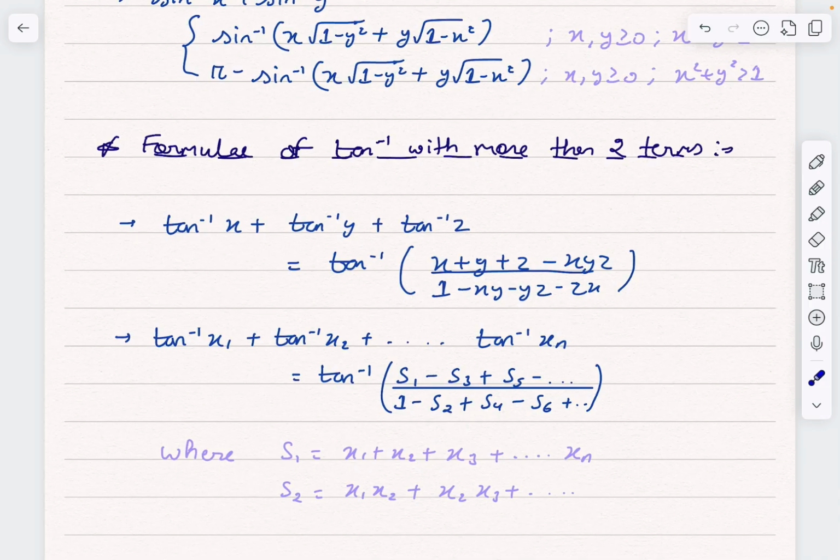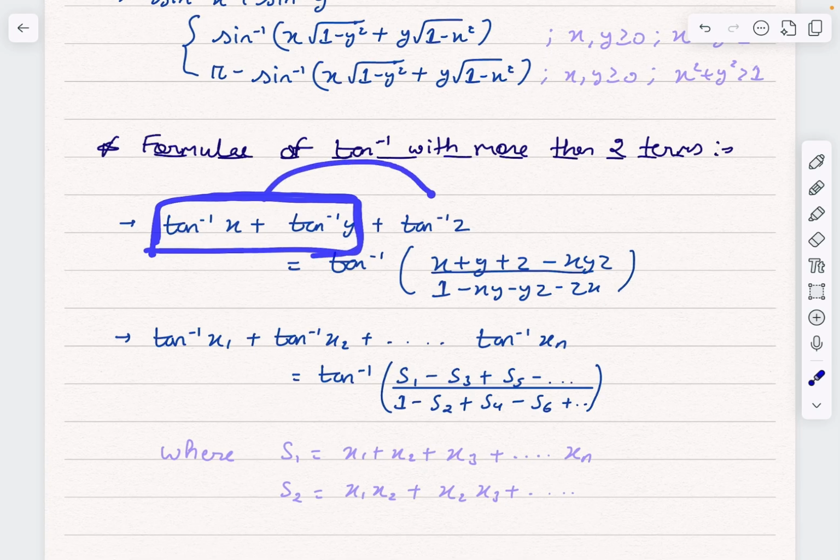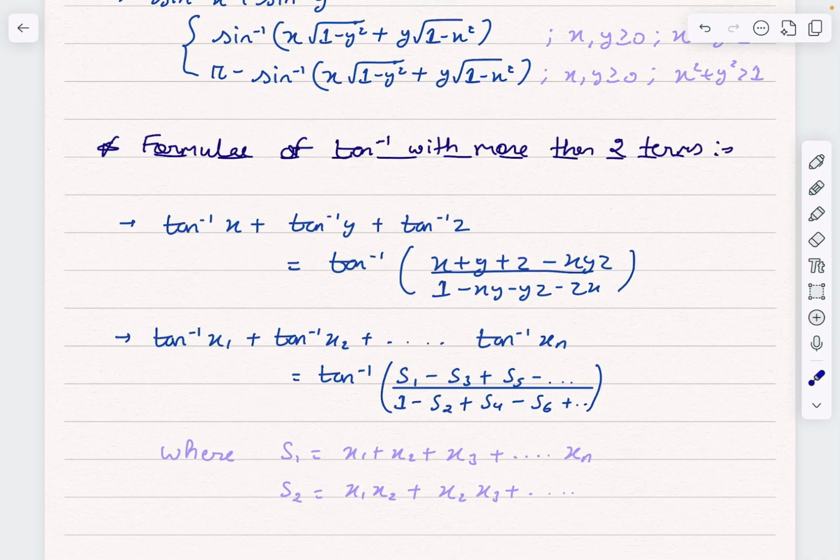If conditions matter in the problem, you can just do it pair by pair. First solve these two, then solve with this thing. If you see conditions don't matter there, you just use it directly then.